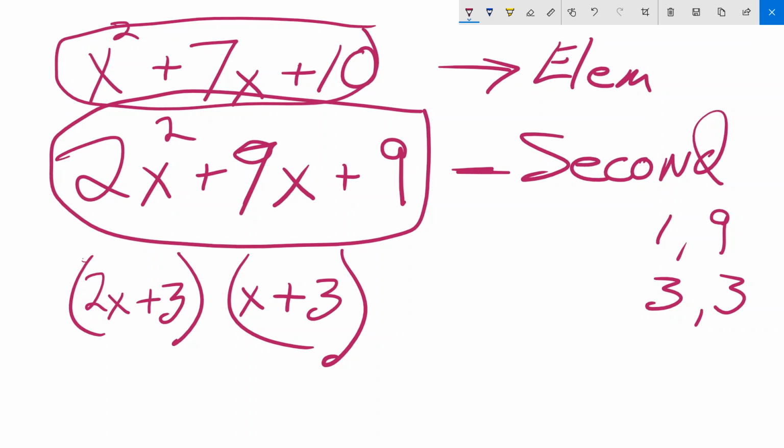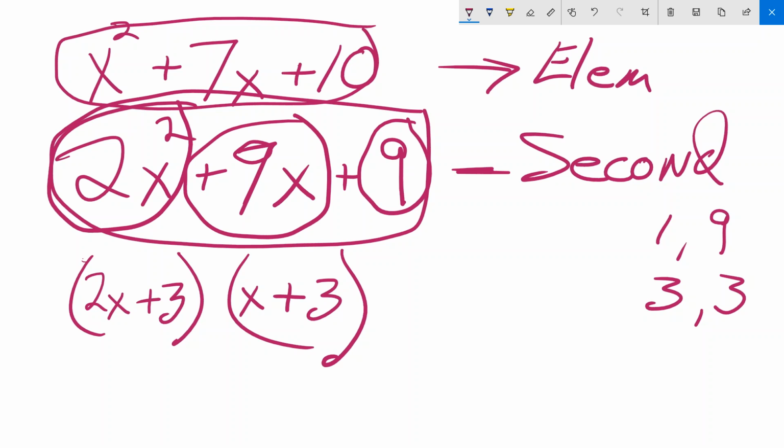Does that work? And by that I mean, does it produce the correct middle term? I know it produces this term, and I know it produces that term. But does it produce a plus 9x in the middle? Well, this middle term comes from the inside and the outside added together. So if I'm trying to figure out if I produce the proper middle term, I have to do this double smiley face. What's the inside multiplied to?